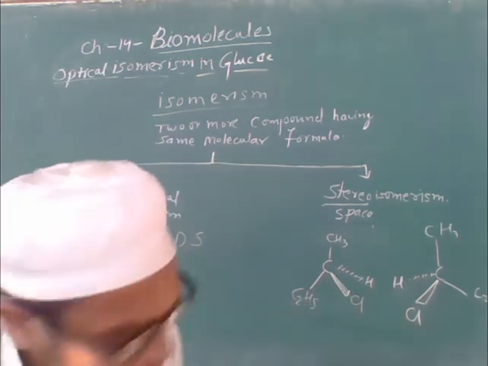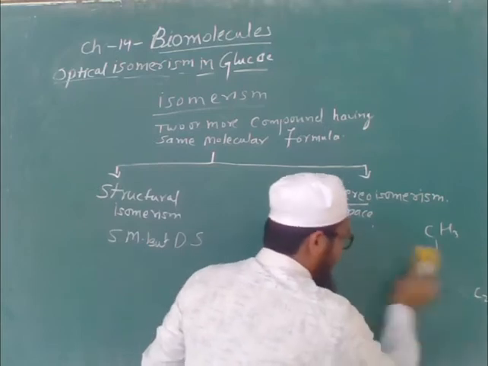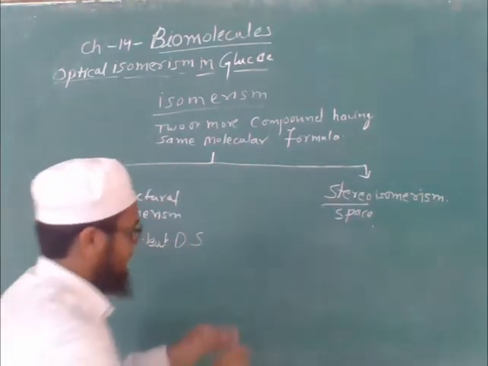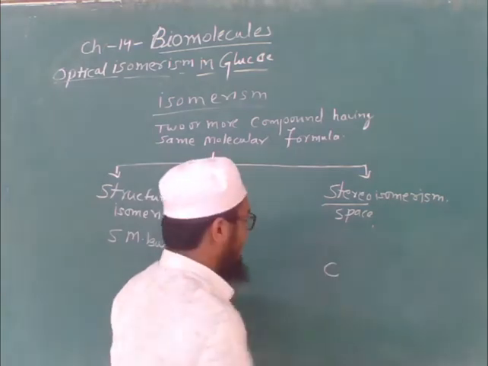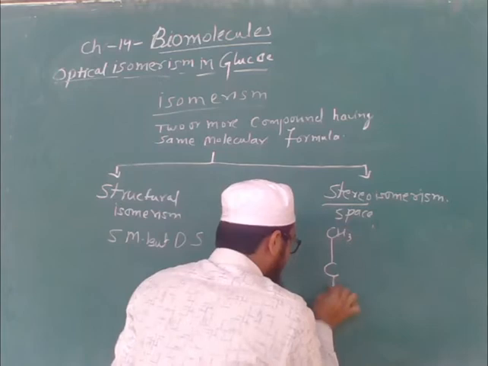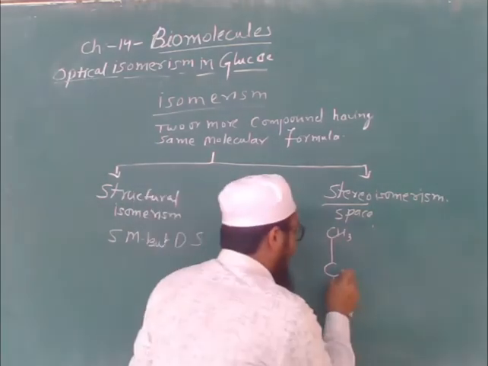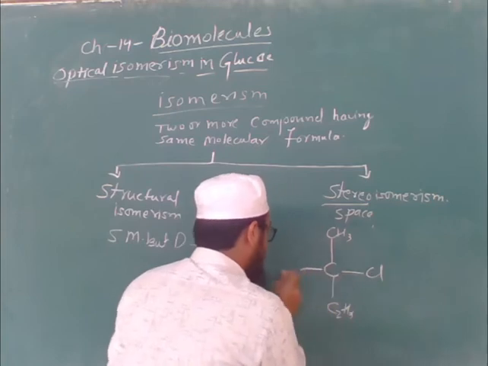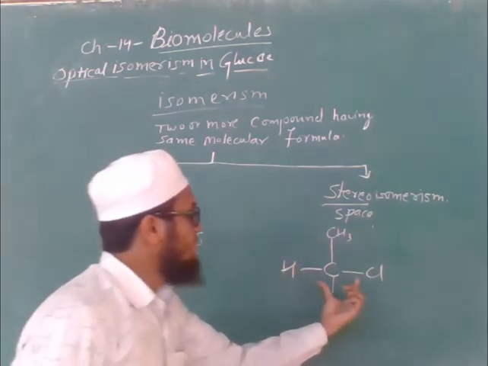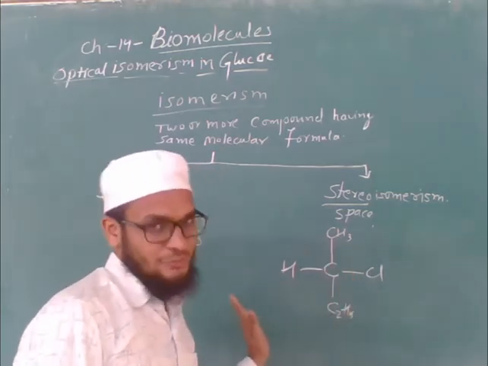If you are having some difficulty with this 3D geometry, I can explain with another way. Look here. This one is our carbon. It has CH3 here, C2H5 at the bottom, chlorine here and hydrogen here. So this chlorine is towards the right side and this hydrogen is towards the left side.